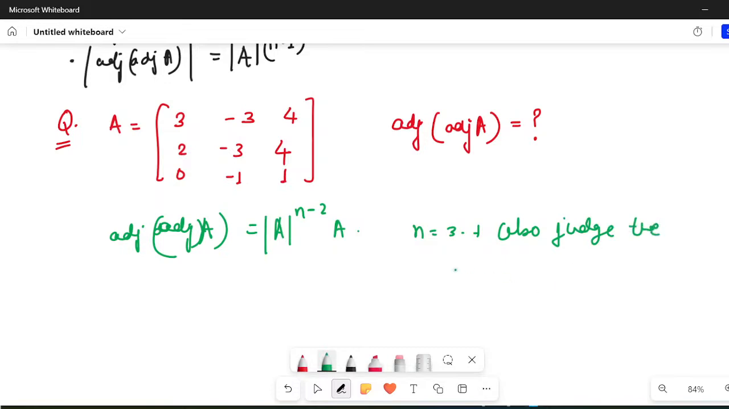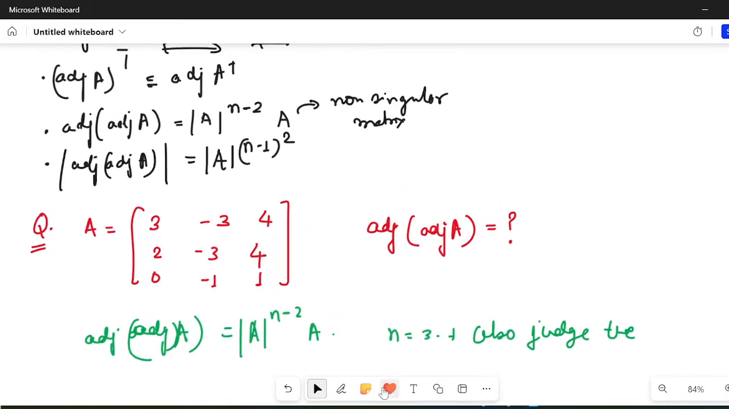Just the nature. So if it is a non-singular matrix, here also I should mention it. These two results are valid only if A is a non-singular matrix. If A is a singular matrix, then I have already told you that adjoint of A into A would give you 0. However, here adjoint of A has been asked.